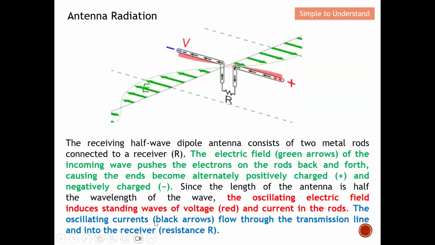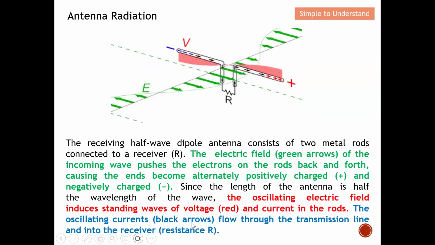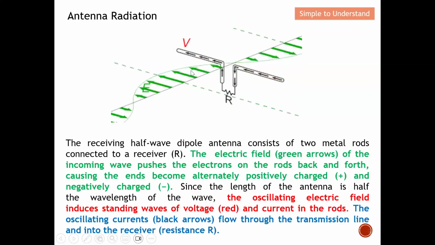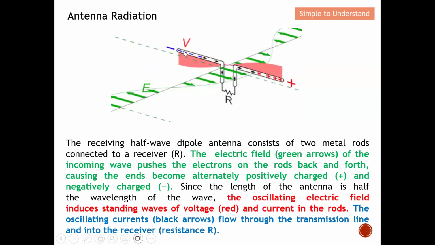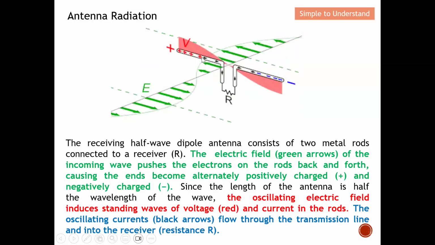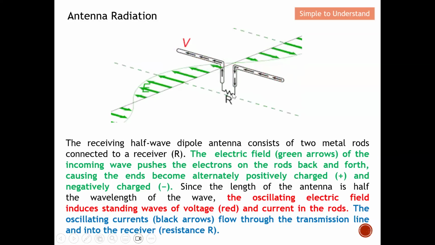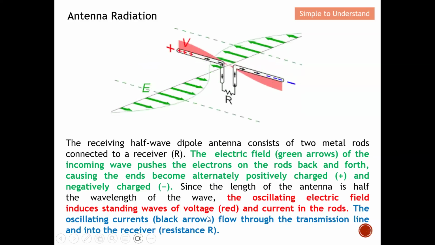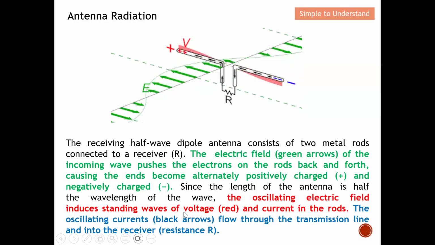Okay, the oscillator current, which is the black arrow, flows through the transmission line and into the receiver. So from here you can see how it flows. You can see that they flow out and they also flow into the receiver. So same on the other side. So basically this is what is actually described in blue over here. Okay, so with this you have a better idea.